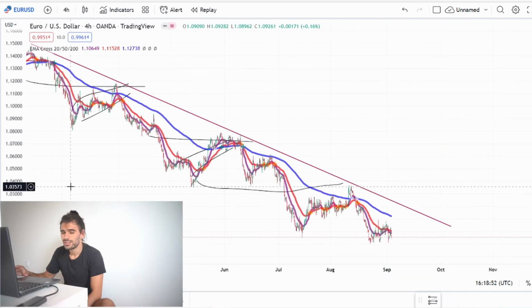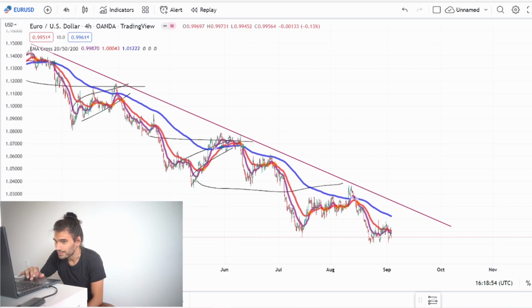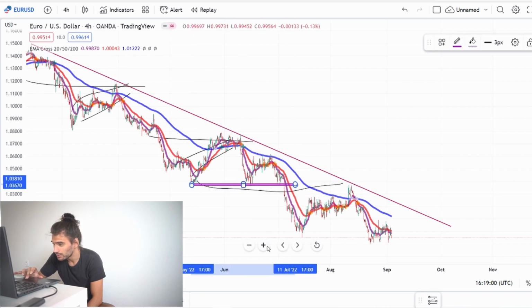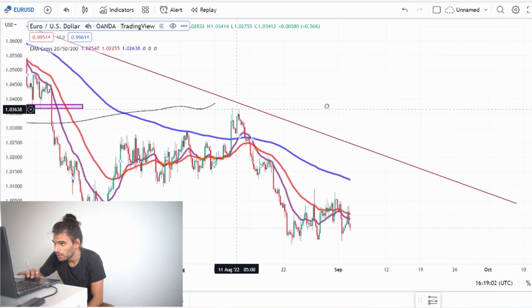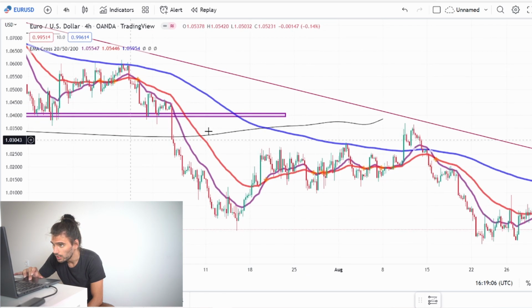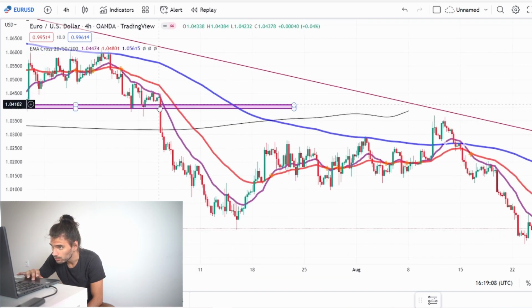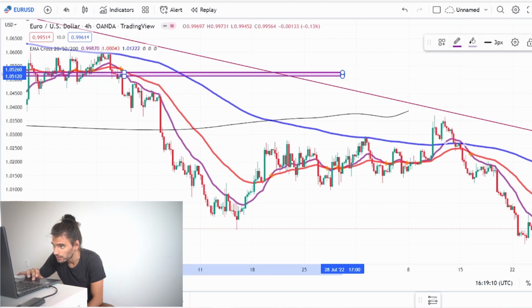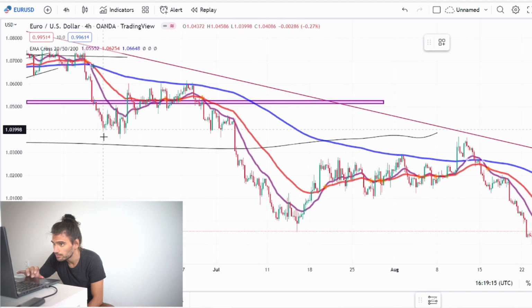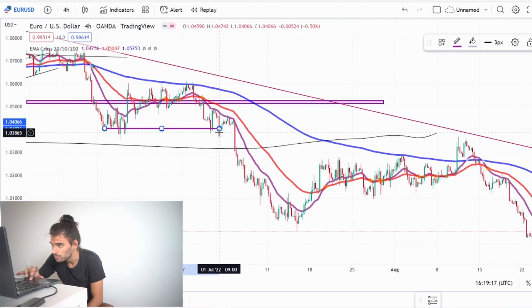Always the same. So now what we want to see is the break of the support area, which is here. And if we take a look, the break happened with this bearish red engulfing candlestick, so it bounced to the downside off of the 20 EMA, and you can see it broke the whole area right here, so this one.